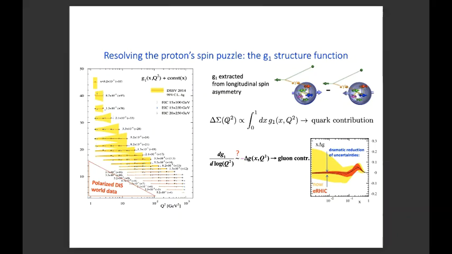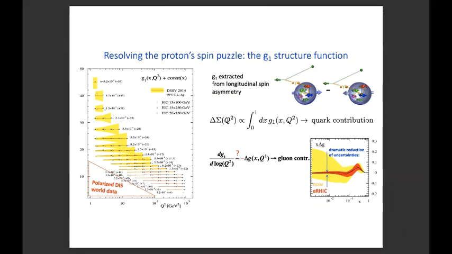Now what the EIC is going to do is give you data at all these little points here. So it's going to shrink those error bars down to close to zero. So you're going to have data here. This is mock data that's shown here. But as a result, the uncertainty in this gluon distribution is going to shrink to this very small red band.